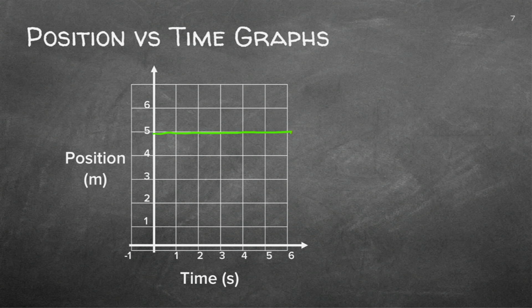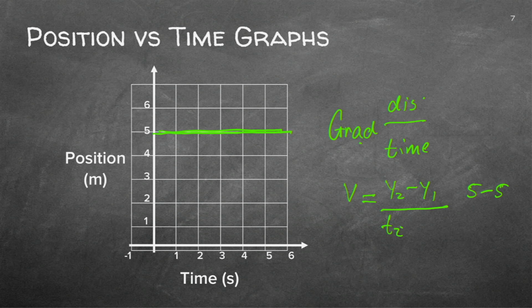I'm asking you to work out the gradient of a displacement over time graph. Interesting, the gradient of a displacement time graph will give me the velocity. If the gradient is exactly the same, so y2 minus y1 will be 5 minus 5, and the time will be t2 minus t1, or x will be, let's say, 6 minus 0, you will have a 0 velocity, which is true. You are standing stationary, so there is no velocity.